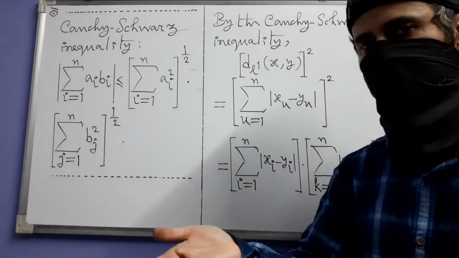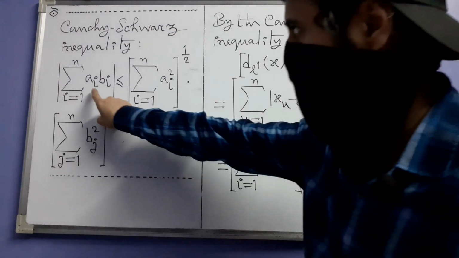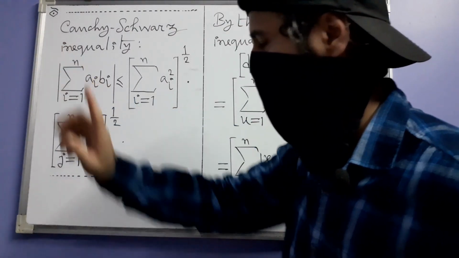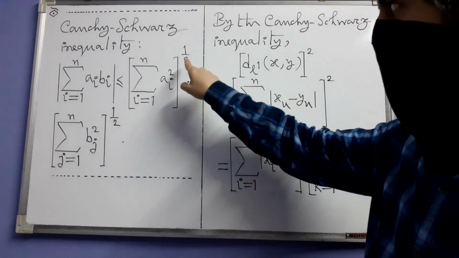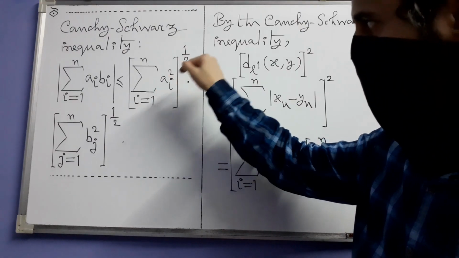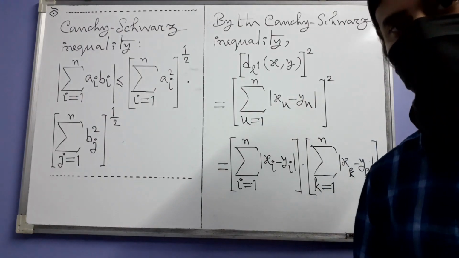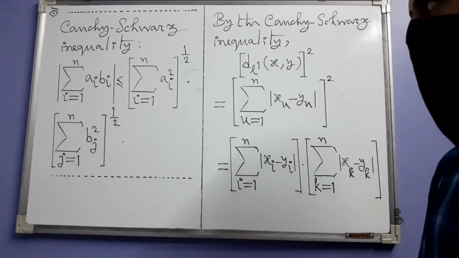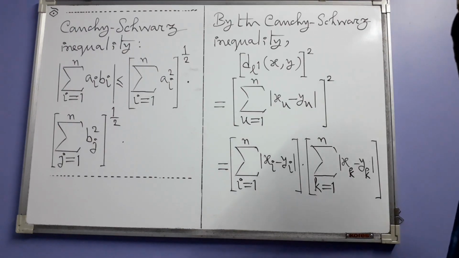So then the absolute value of the summation of a_i b_i, okay, let's remember this, or you can just simply open the text and see the Cauchy-Schwarz inequality. You keep that in front of you. Summation a_i b_i as i varies from 1 to n, its absolute value is less than or equal to the square root of summation of a_i square times the square root of the summation of b_j square. Alright.